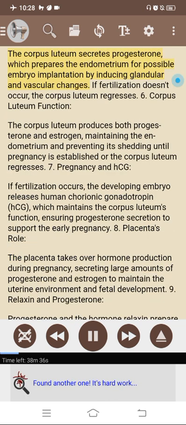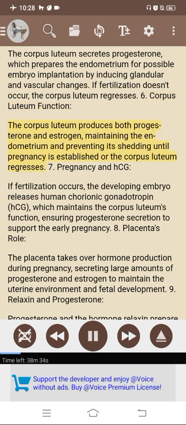5. Luteal phase. The corpus luteum secretes progesterone, which prepares the endometrium for possible embryo implantation by inducing glandular and vascular changes. If fertilization doesn't occur, the corpus luteum regresses. 6. Corpus luteum function. The corpus luteum produces both progesterone and estrogen, maintaining the endometrium and preventing its shedding until pregnancy is established or the corpus luteum regresses.